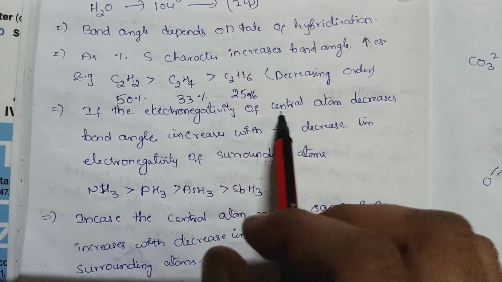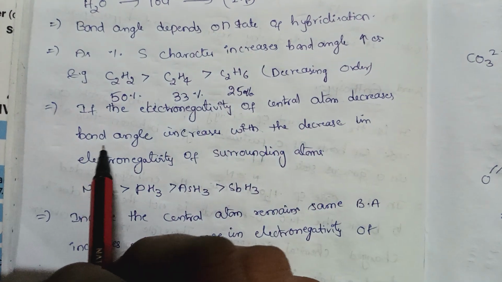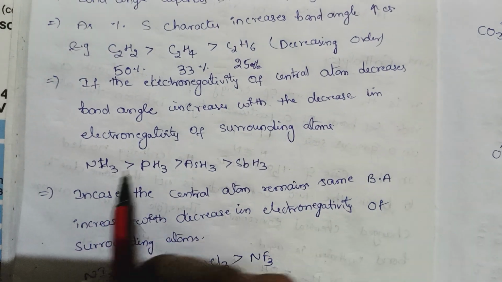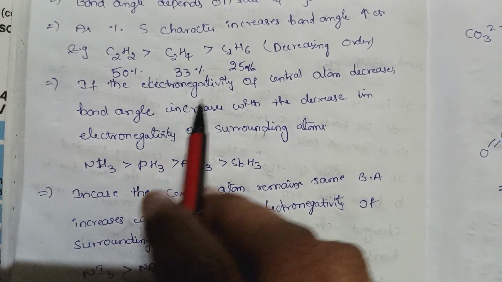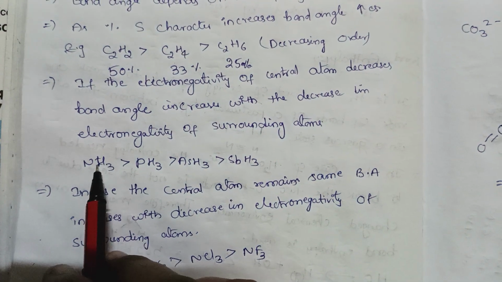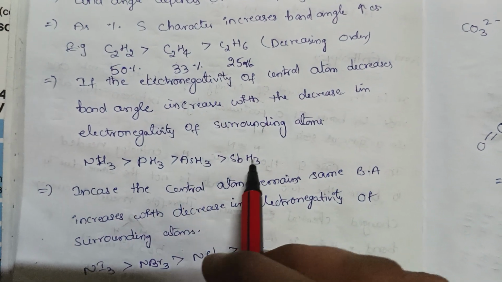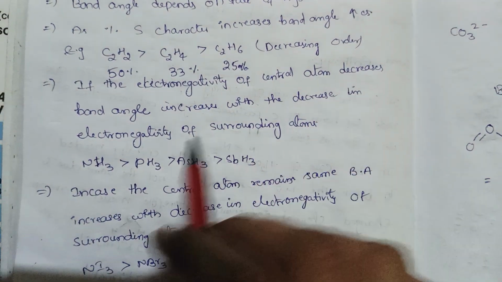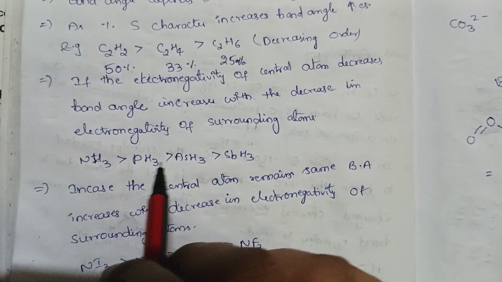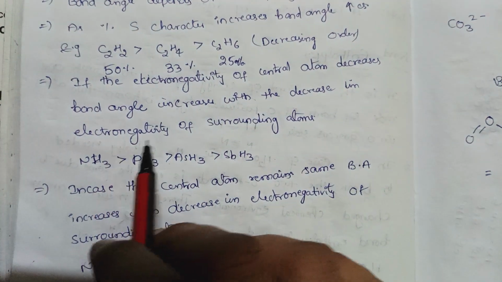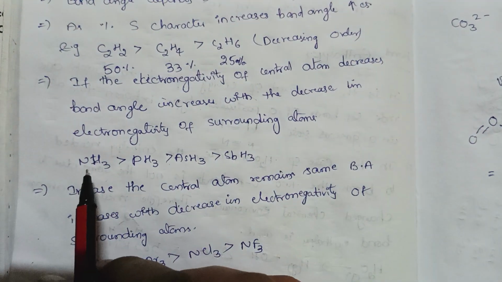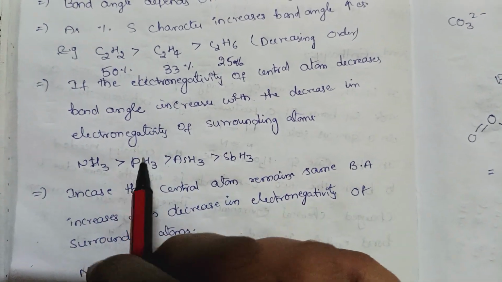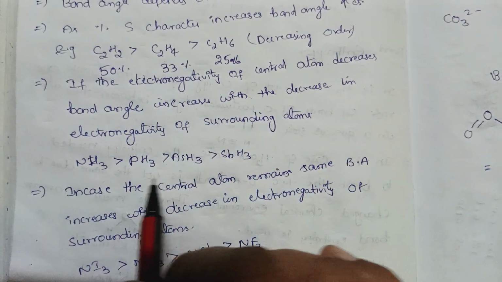If the electronegativity of the central atom decreases, bond angle increases. In NH3, the central atom changes as electronegativity decreases: nitrogen, phosphorus, arsenic and antimony. As electronegativity of the central atom decreases, bond angle increases. From top to bottom in a group, nitrogen, phosphorus, arsenic and antimony, electronegativity decreases.